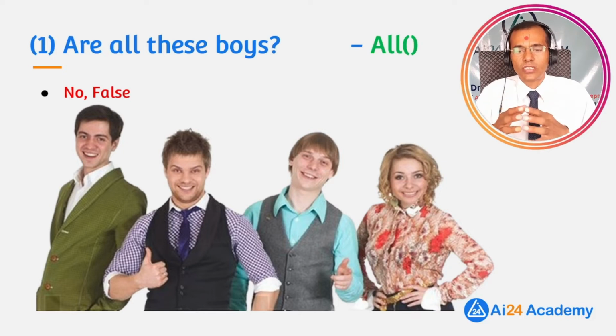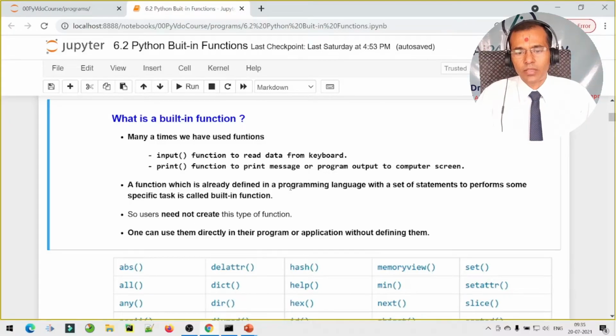So all built-in function is used to check whether all the values in an iterable are true or not. Even if a single value is false, then it returns false. Now let us look at its practical example and its syntax.